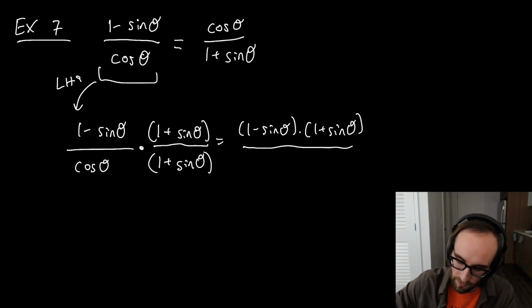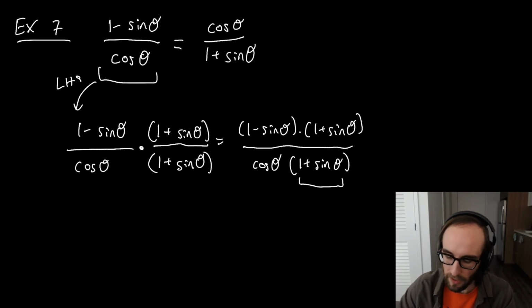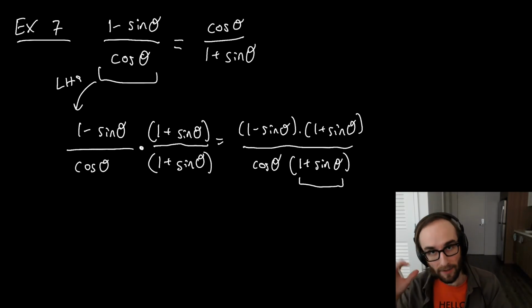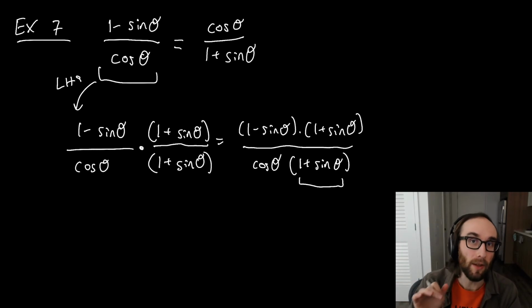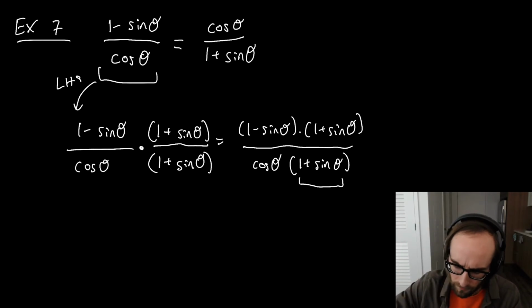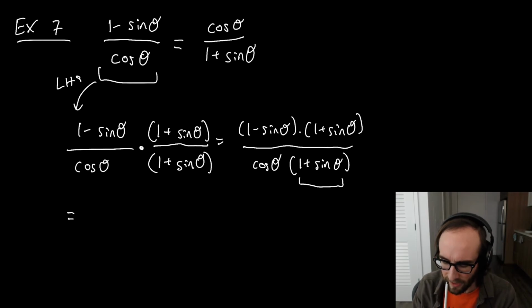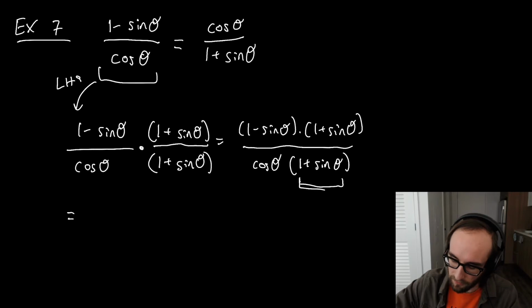And we're dividing by cosine theta times 1 plus sine theta. So now we actually have the other denominator in the right-hand side denominator. Now we have it in the left-hand side denominator also. Next, I'm going to expand the top. I'm not going to expand the bottom just because we want to try and leave this as it is.